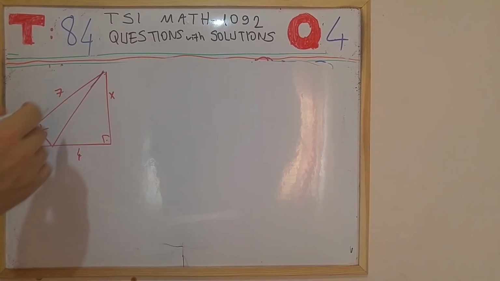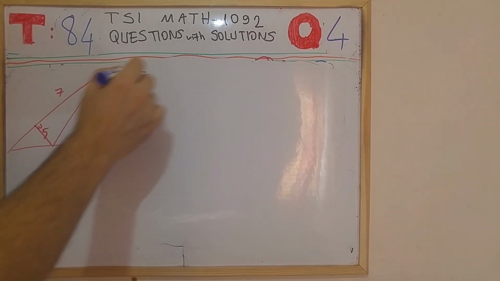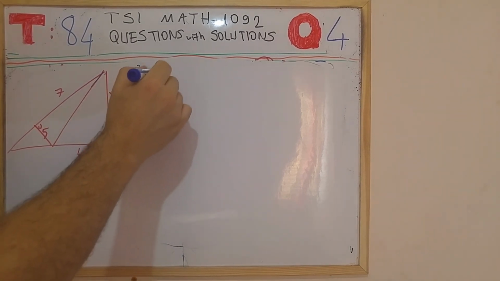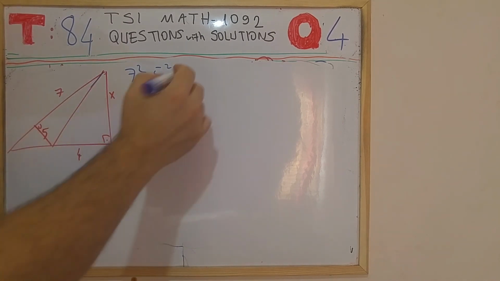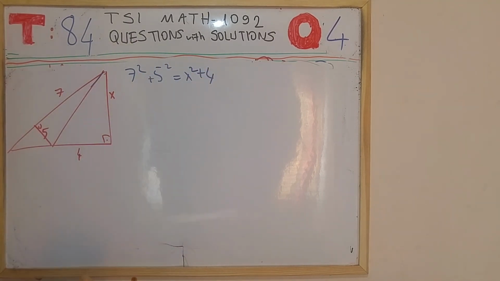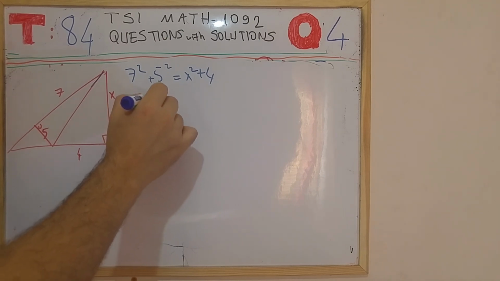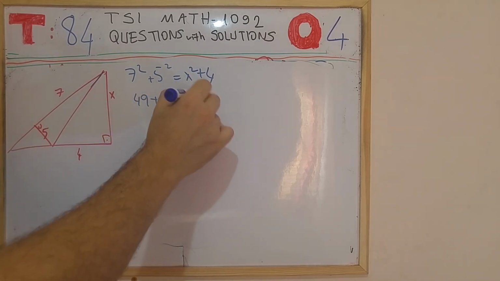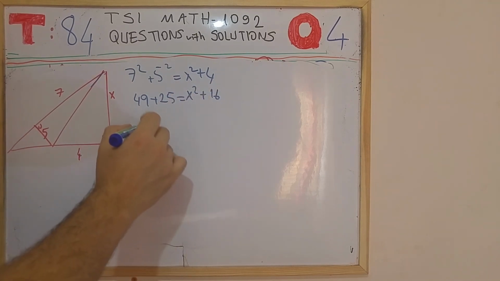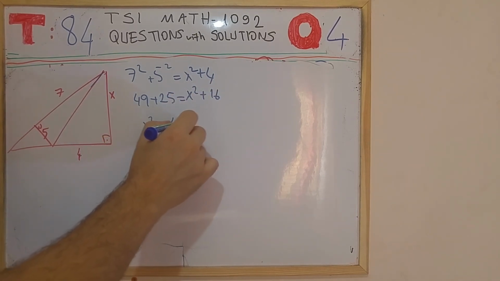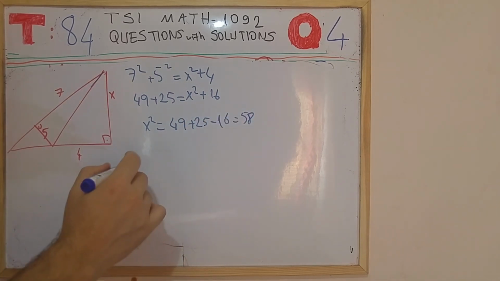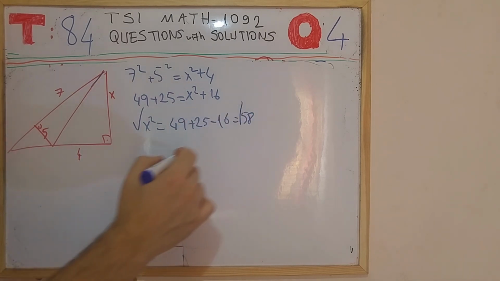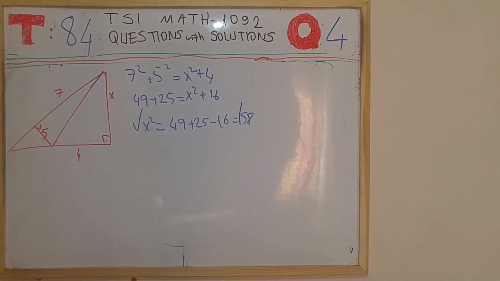In this question, I have two triangles sharing the same hypotenuse. So 7 square for the first triangle plus 5 square gives me the hypotenuse square, which is also equal to x square plus 4. So what I have here is 49 plus 25 is equal to x square plus 16. So x square is equal to 49 plus 25 minus 16, which is equal to 58. And when I take the square root of both sides, x is equal to the square root of 58.